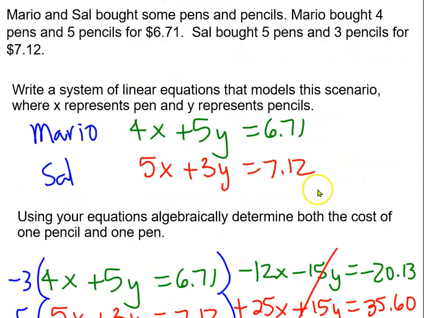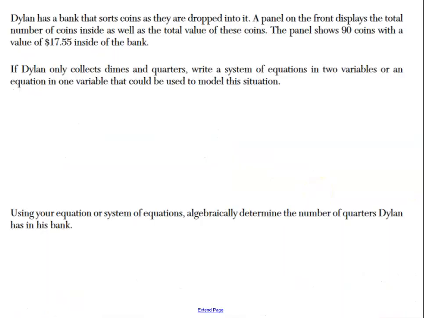All right. And that is how you solve a system algebraically. Here's another type of question you might see on a Regents exam. Why don't you give it a try? All right, pause the video and give this a try.